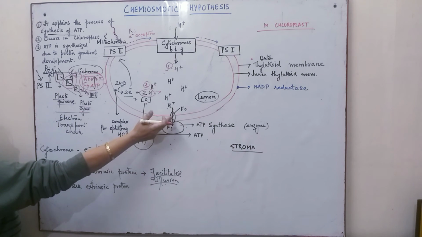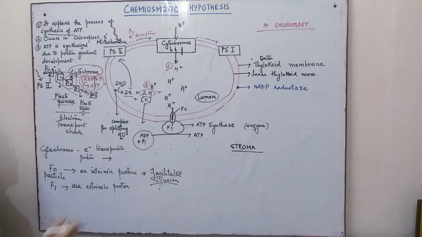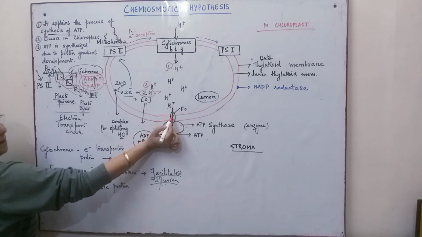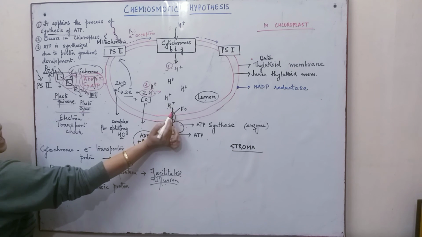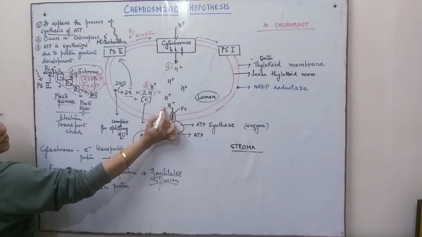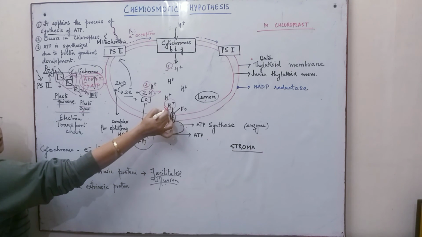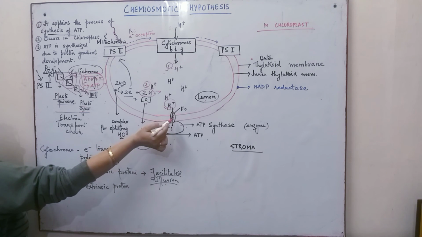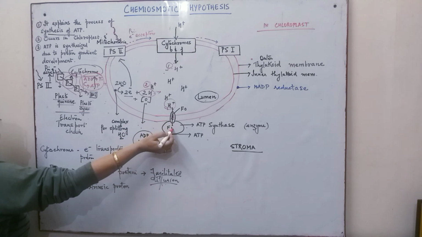F0 particle being embedded within the thylakoid membrane, that is the outer membrane and the inner membrane, we call it an intrinsic protein. Now this intrinsic protein binds up with the protons and when it binds, it releases energy because the protons over here have a high energy level. So they will release energy and pass on to the F1.